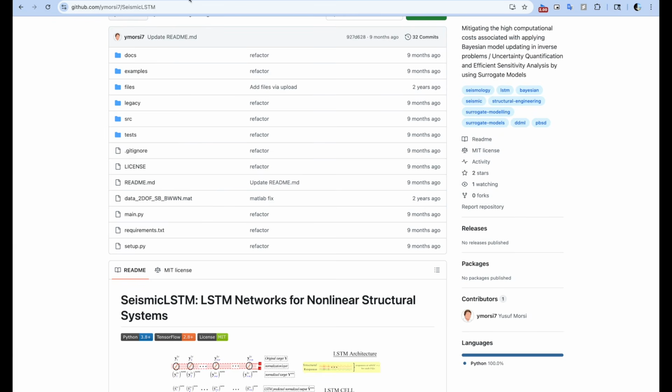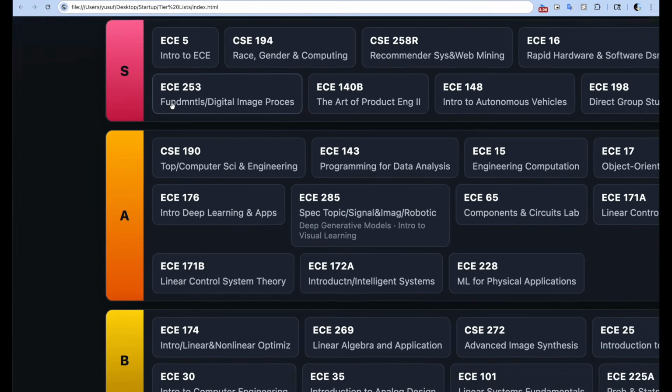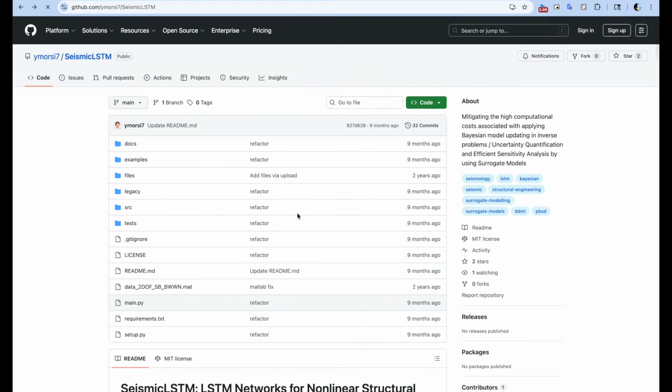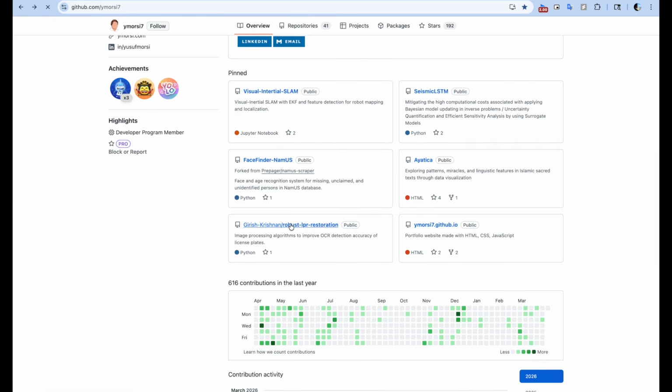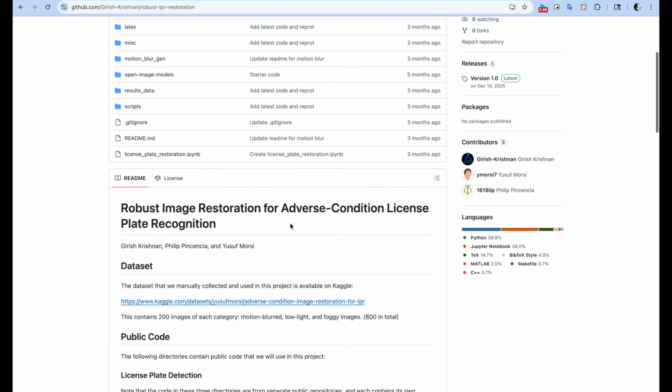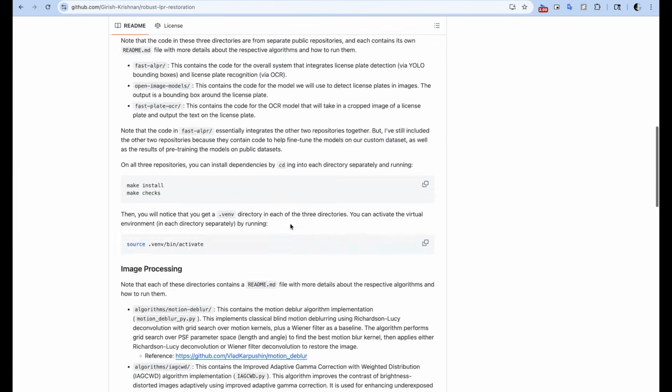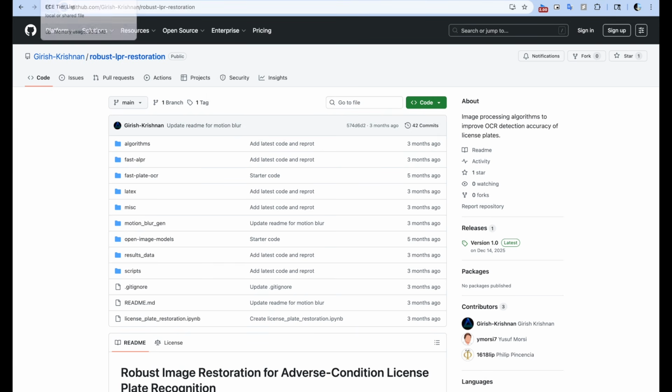Essentially, 253 is fundamentals of digital image processing. You learn more about the application side, but he also goes over the theory side, so you learn a lot in this class. My group and I built some robust image restoration using machine learning and, of course, digital image processing techniques. If you want to see our repository, it's over here. I'd say we did our part.